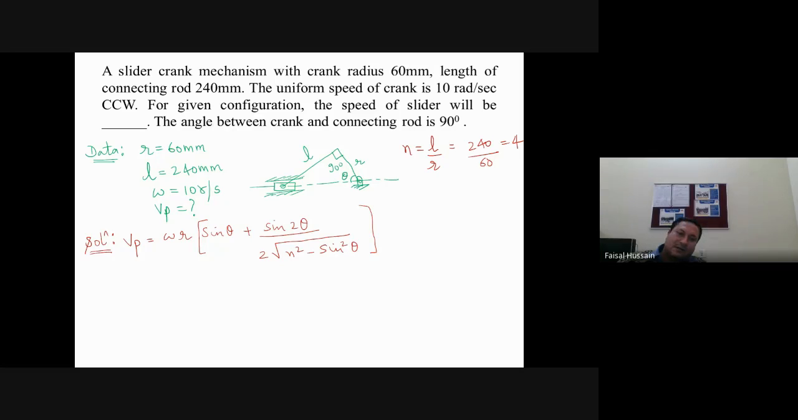Similarly we need theta. If we need theta, then R and L are given, so we can find theta. How can we find it? If I use tan theta, what is tan theta? It is L by R. So from here, 240 upon 60. So theta will be tan inverse 240 by 60, which is 75.9637 degree. This is your theta.